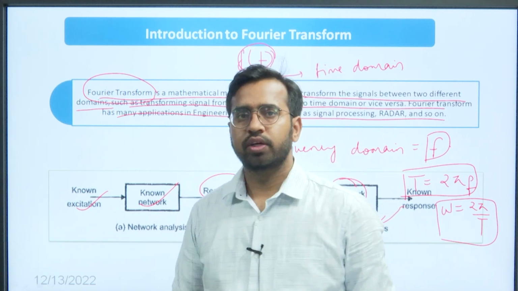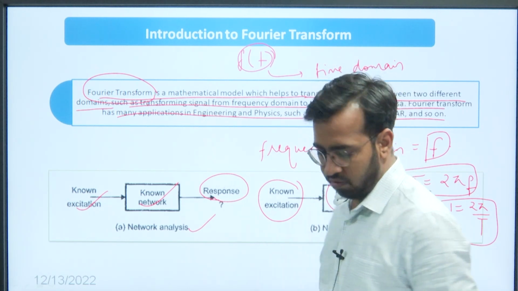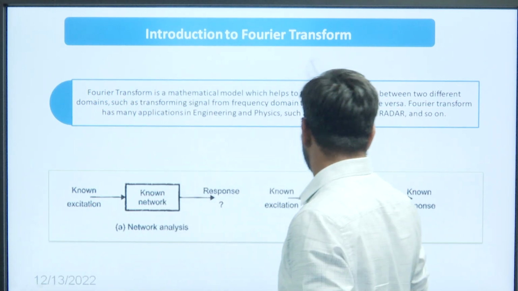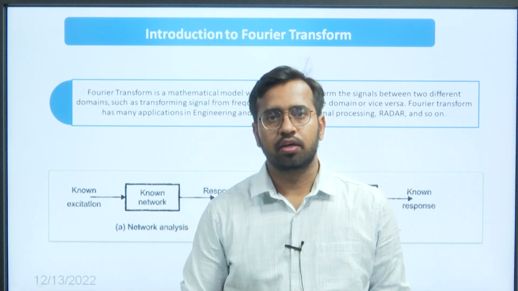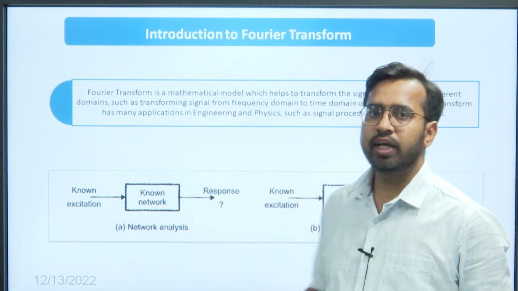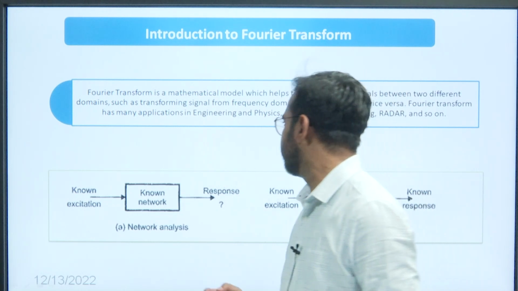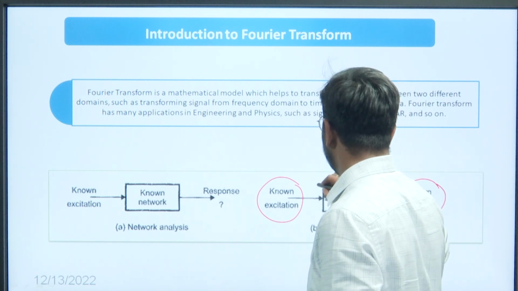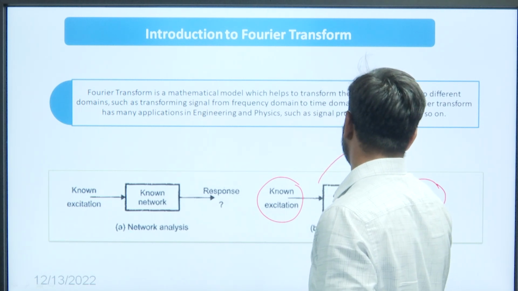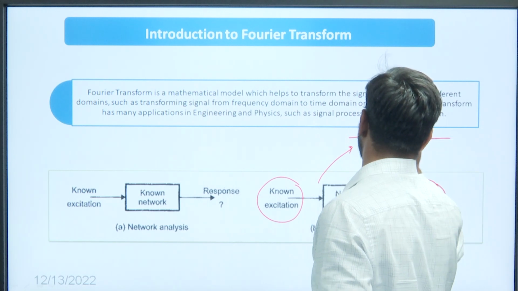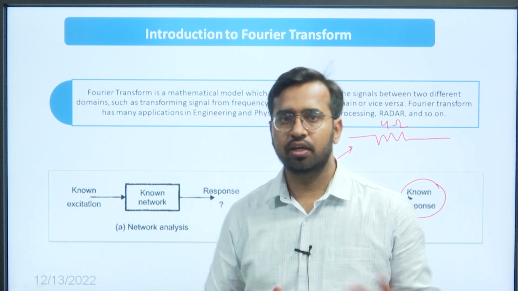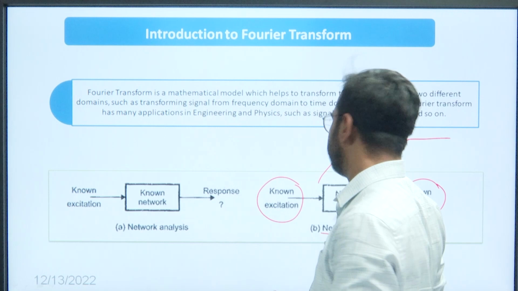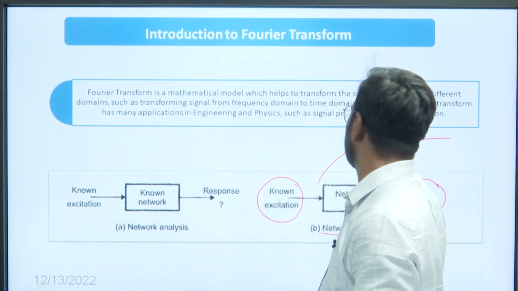One more thing about network synthesis is that the synthesis result can be different. Why will it be different? Suppose we were given some excitation and we got some response, and from that excitation and response we found that the network consists of a 4 ohm resistance. After seeing the excitation and response, we concluded that this change in behavior can come only because of a 4 ohm resistance.